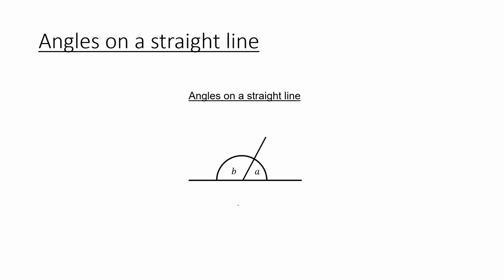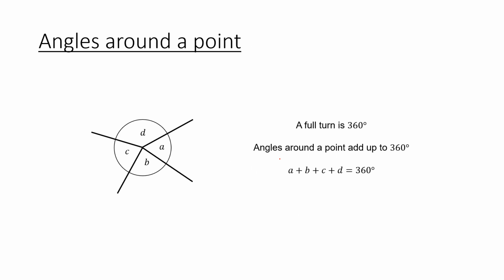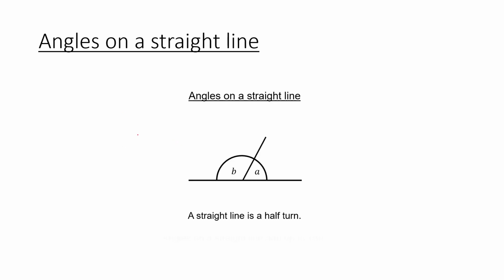So angles on a straight line, again, your straight line is equal to a half turn, which adds up to 180 degrees. So half of a full turn, so if a full turn is 360, that means a half turn is equal to 180. Again, this is just an example. It's split into 2 segments. However, it could be split into more, but in this case, it's only split into 2. So if we were to do A plus B, it would equal 180 degrees. No matter what you do, it will always equal 180 degrees, any angle on a straight line.